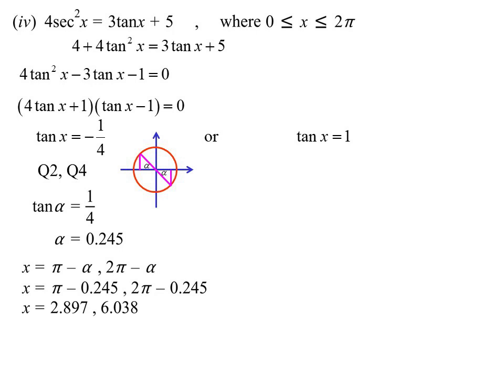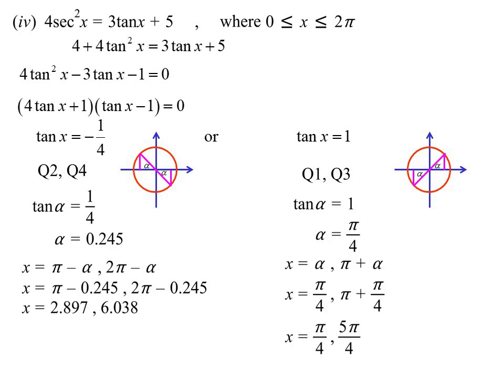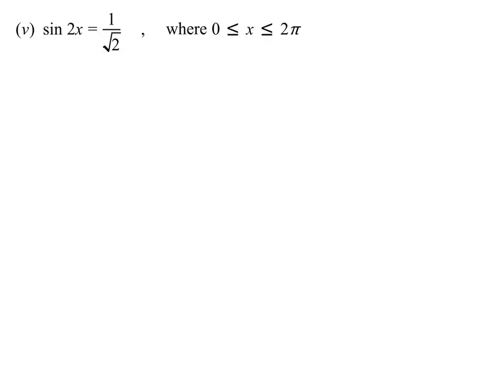The other one is an exact value, tan x equals 1. The acute angle was pi on 4, 45 degrees, pi on 4. Combine them all together. My final solution for this one's going to look a bit strange, because some of them I'll have as exact and some of them I'll have as approximation, but I'll put them in order, and that's what we get. Pi on 4, 2.897, 5 pi on 4, 6.038.